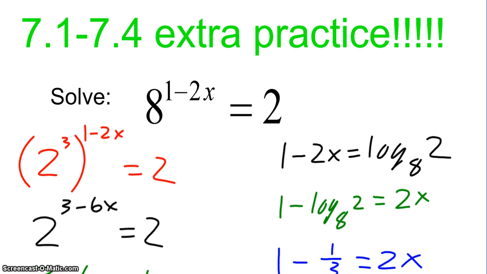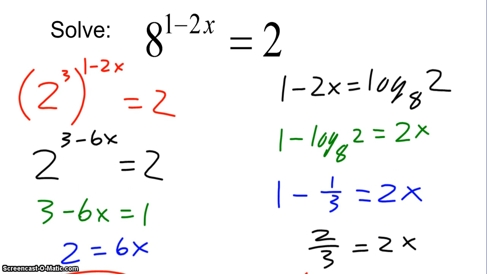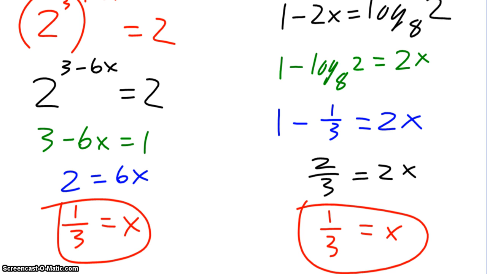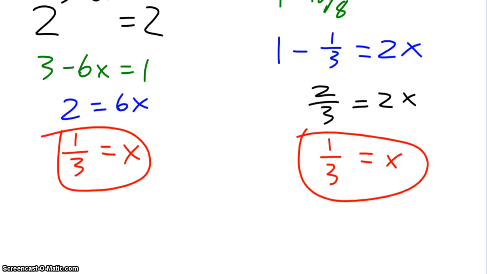Okay, so over here on the left, I use the idea that I can recognize 8 has a base of 2. It's 2 cubed. So 2 cubed to the 1 minus 2x equals 2. So now with my properties of exponents, I can distribute the 3. So 2 to the 3 minus 6x equals 2. So now since the bases are the same, I can drop the bases, and I know 3 minus 6x equals 1. Solve for x equals 1/3.